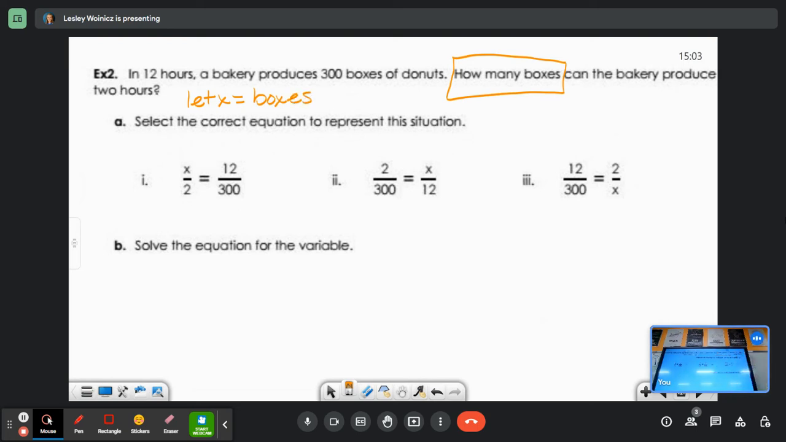Okay, now it's going to be 300 boxes produced every 12 hours. What about the 2? Is the 2 boxes or hours? Boxes. Wait, hours. Hours. So where does it go, in the numerator or the denominator?